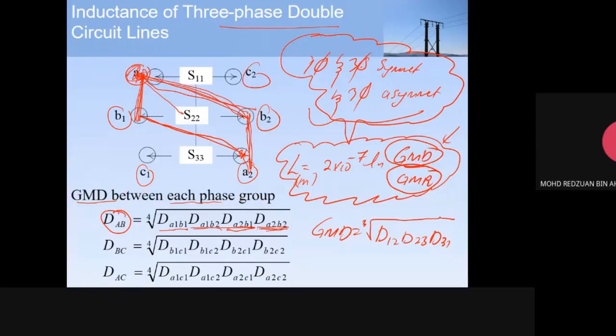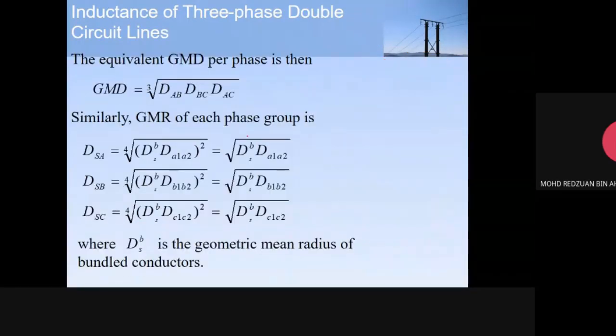So to calculate DAB, instead of using the formula for three-phase single circuit, we have two elements right now: A1B1, A1B2, A2B1, and A2B2. This is how to calculate DAB. Same goes for DBC and DAC. So this is how we calculate GMD. Instead of using this formula for three-phase single circuit, now for three-phase double circuit, we use this formula.